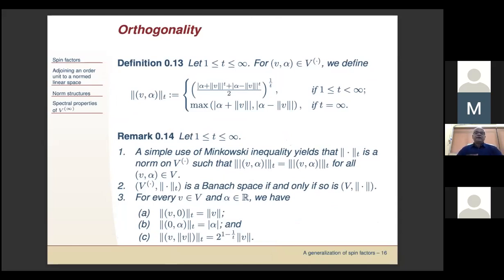Now, we introduce a norm on V dot, where V is now a strictly convex non-linear space, because I want the fifth condition to be there. That is, it should respect the absolute orthogonality kind of thing. And then we define T norm of V alpha to be this nice quantity: modulus of alpha plus norm V raised to power T and modulus of alpha minus norm V whole raised to power T whole divided by 2, and then take the Tth root if T is finite and greater than equal to 1. In the case of infinity, we just take the maximum.